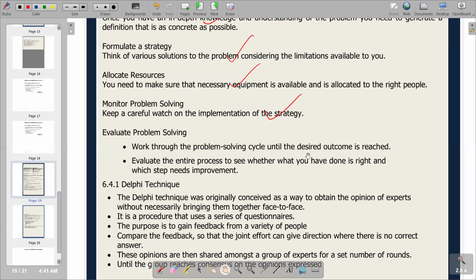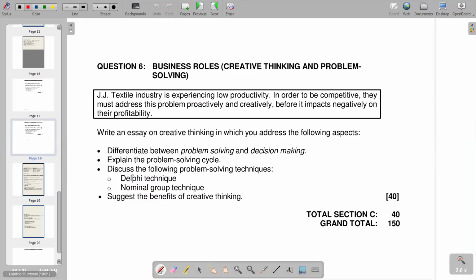Work through the problem solving cycle until the desired outcome is reached. And that is the first point. Second point, evaluate the entire process to see whether what you have done is right and which step needs improvement. So also important. These are the points that we have in terms of evaluating problem solving. Then obviously we now go to the next part of the question. Remember, that was the problem solving cycle that we were looking at.